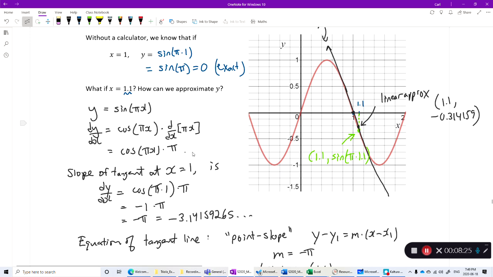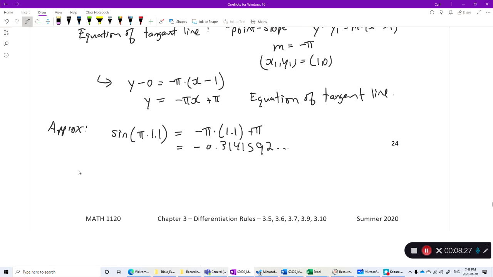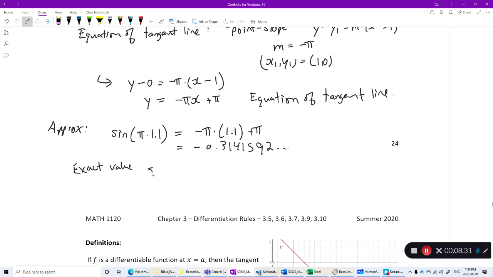So what is the true value? Notice that the exact value would be, well, I can use my calculator for that. Sine of pi times 1.1 is negative 0.30901. Now let me add one more decimal point, 6 digits.